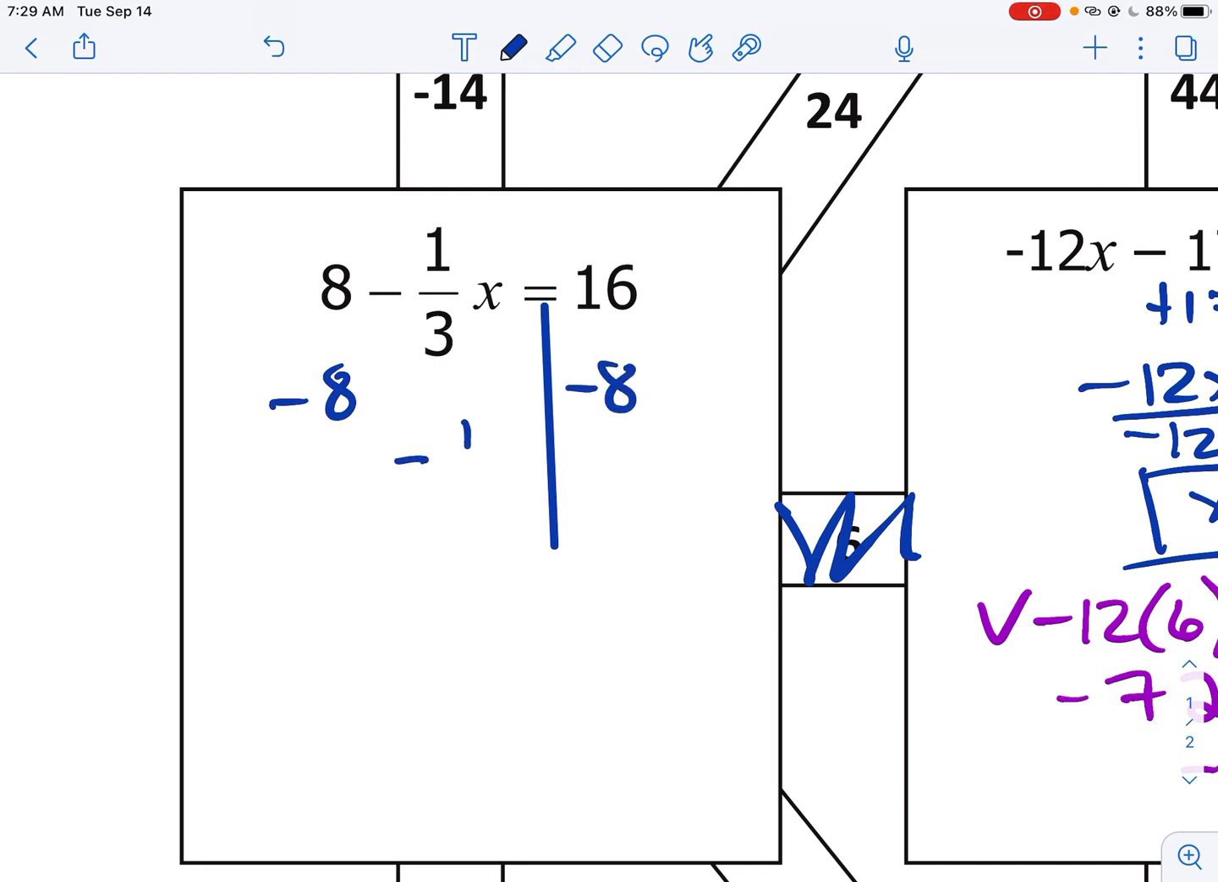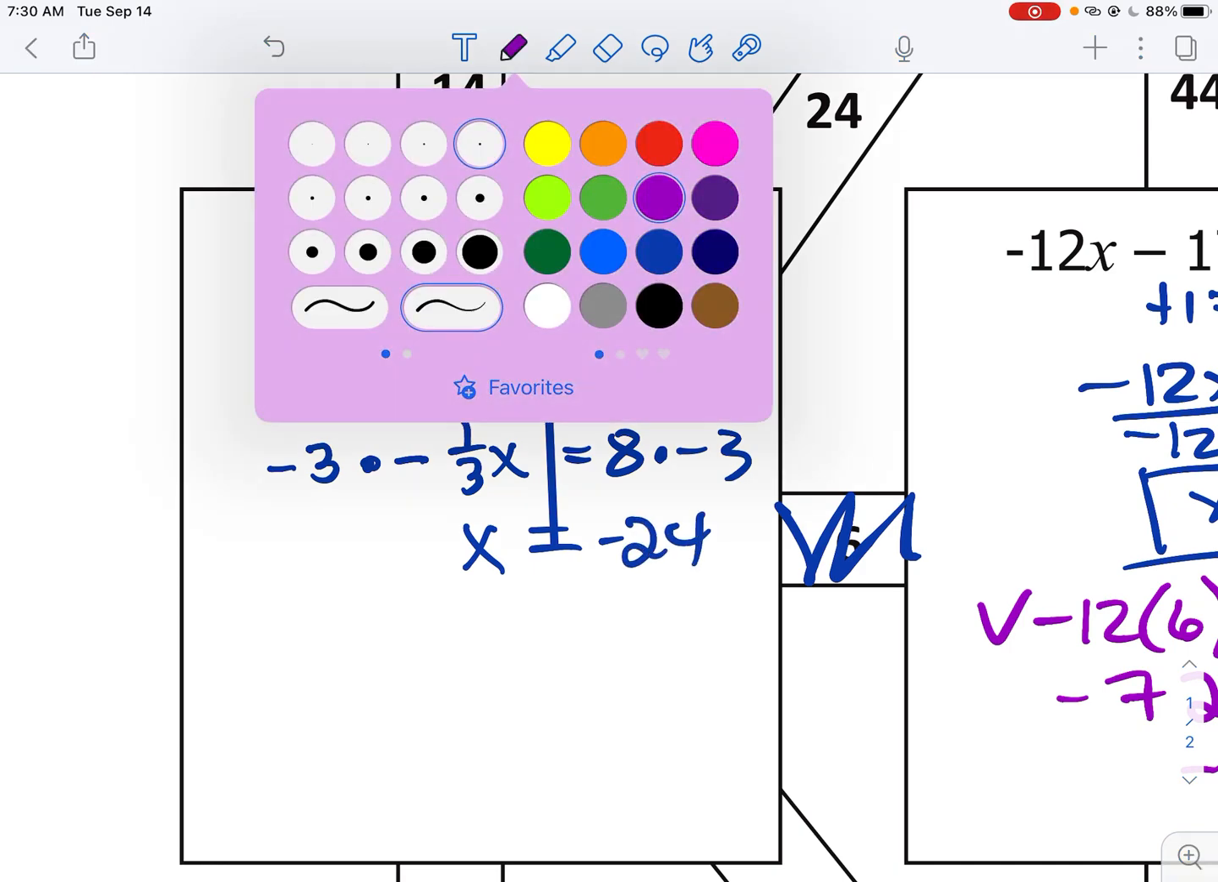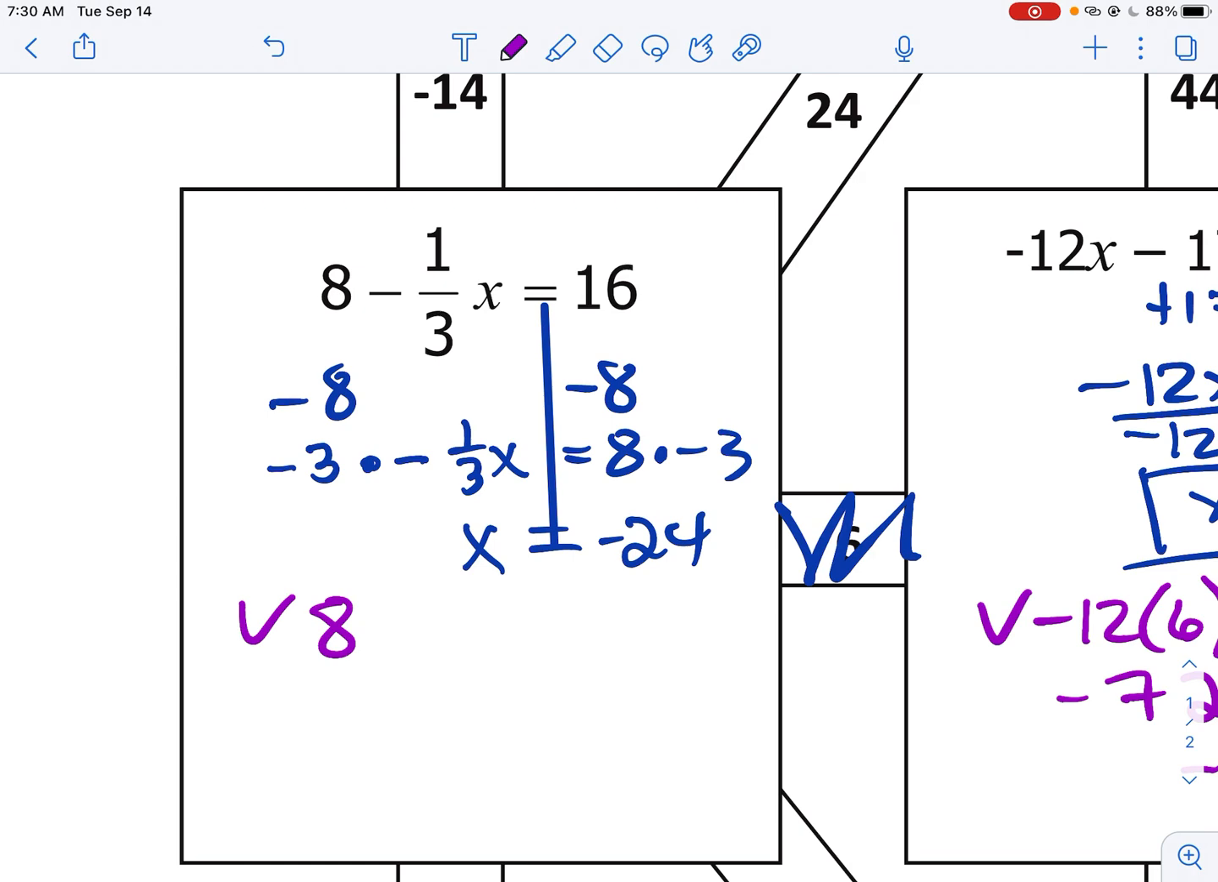Okay, I bring this straight down. Again, I subtract the 8 from both sides. I get negative 1/3 x equals 8. Some of you are going to say, oh, 3 doesn't go into 8. But guys, you have to be careful. This is, again, multiplying by a fraction. We can't divide by a fraction. We multiply by the reciprocal. So negative 3 is what I'm going to multiply on both sides of the equal sign. I'm going to get x equals negative 24.